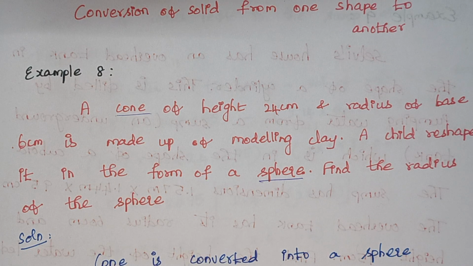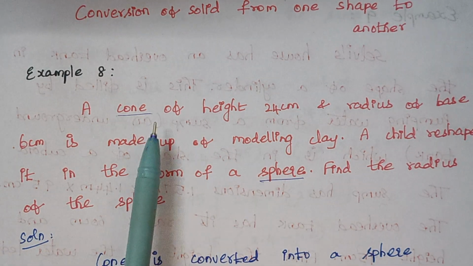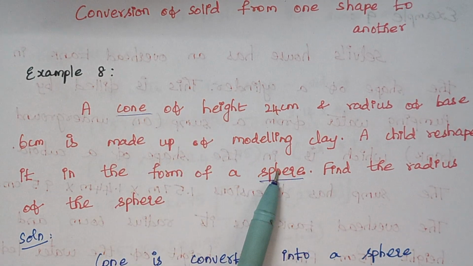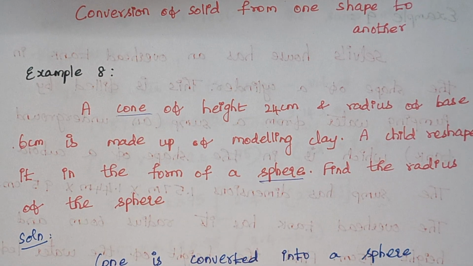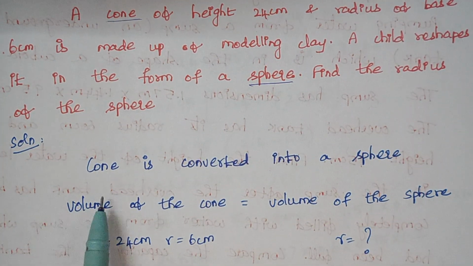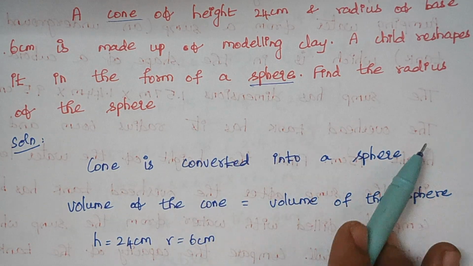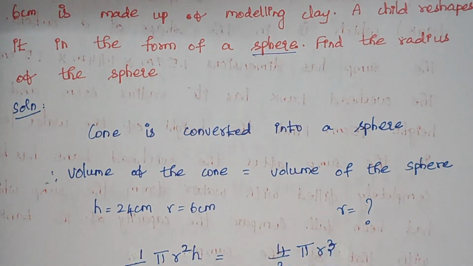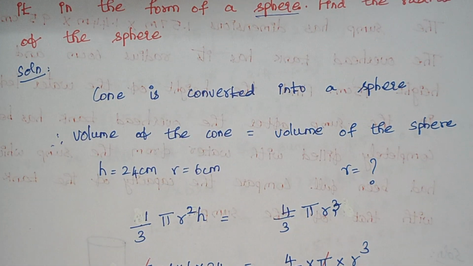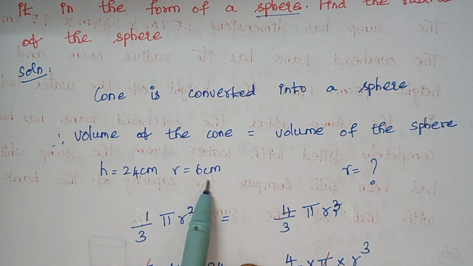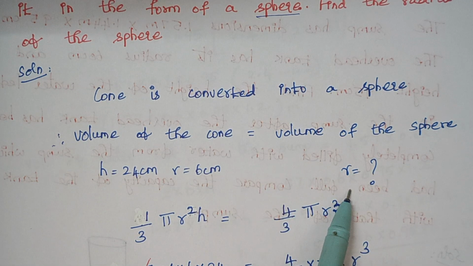What it indirectly means is that the volume of the cone will be equal to the volume of the sphere, because here the cone is converted into a sphere. So first we start our answer: the cone is converted into a sphere. Therefore, volume of the cone is equal to volume of the sphere. Here the parameters are h is 24 and r is 6 centimeter. And here we have to find the radius of the sphere.